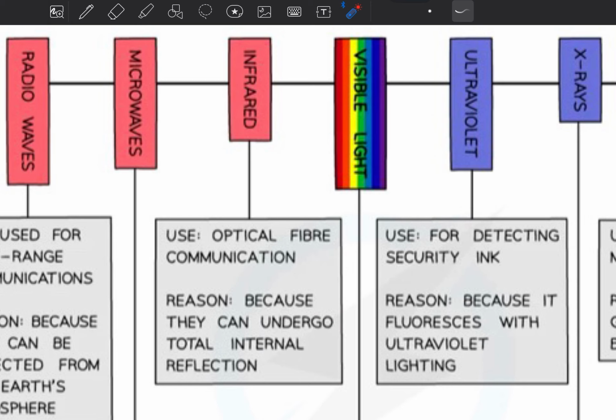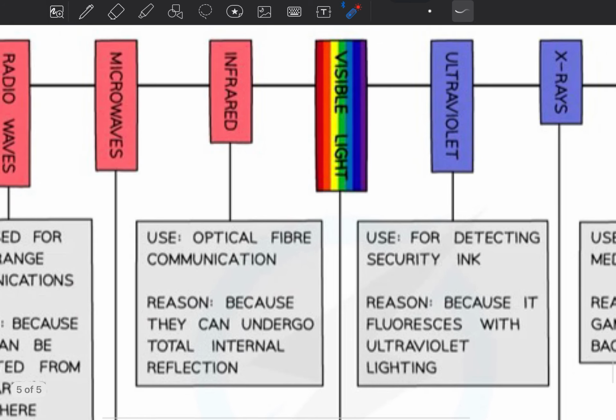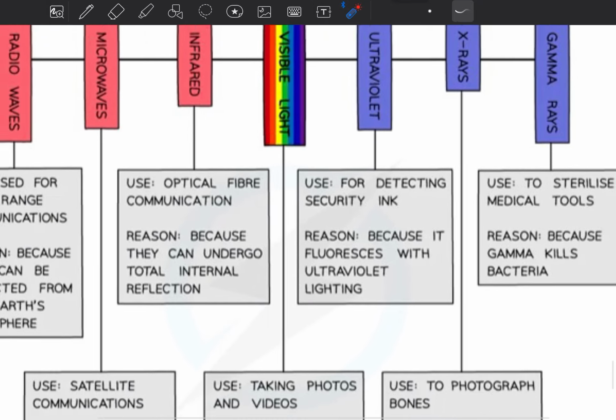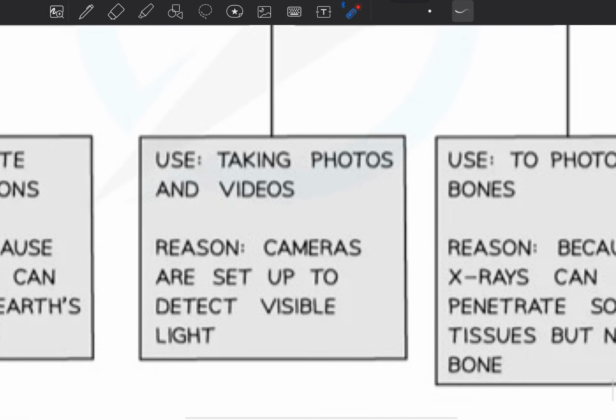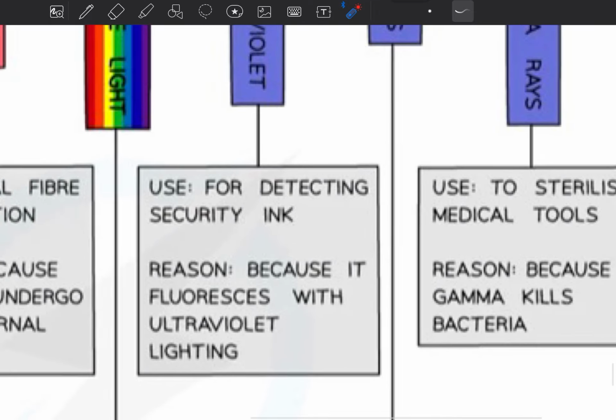If you go back to my lecture in which we discussed total internal reflection, I gave an example of optical fiber. So optical fibers undergo total internal reflection. And then we spoke about visible light. Visible light is like normal light, your camera, phone, and stuff, used for taking photos and videos. Cameras are set to detect visible light.